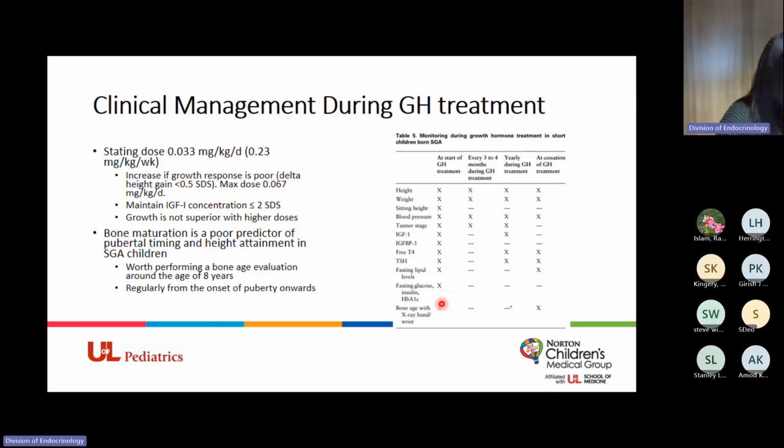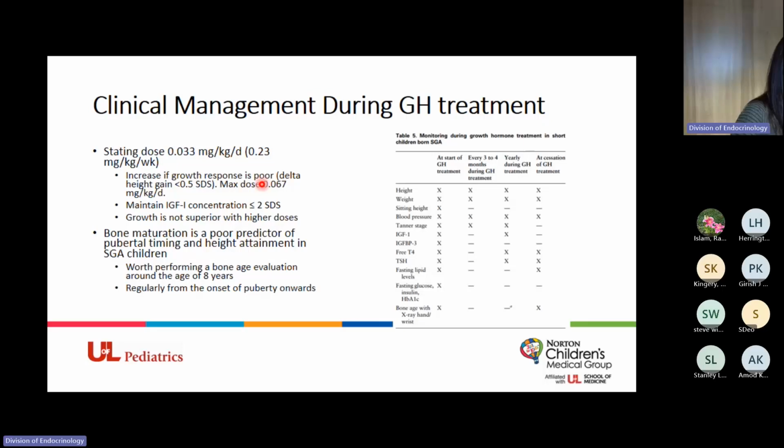If they're growing beautifully and they're catching up, we don't need to increase the dose any higher than that. But if they have poor growth response and that growth velocity remains low, then we start increasing the dose. But we don't want to go any higher than double this. So we want to stay around 0.4 at the most. And the recommendation is to try to maintain the IGF-1 concentration below 2 standard deviations.